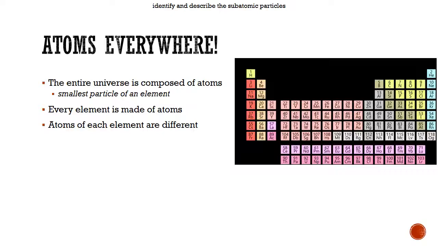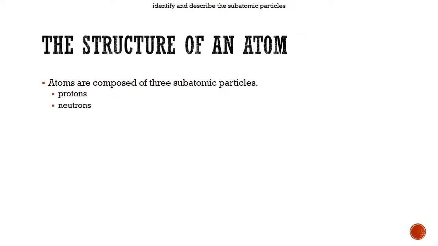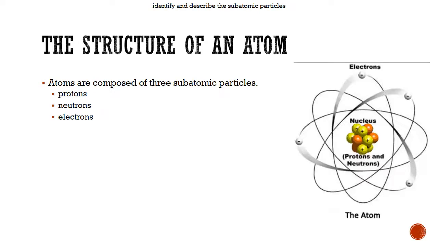The atoms of every element are different. In other words, hydrogen atoms are different from helium atoms, which are different from lithium, etc. What we're going to look at here in this video is really how these atoms are different. So the structure of an atom. Atoms are composed of 3 subatomic particles: protons, neutrons, and electrons.